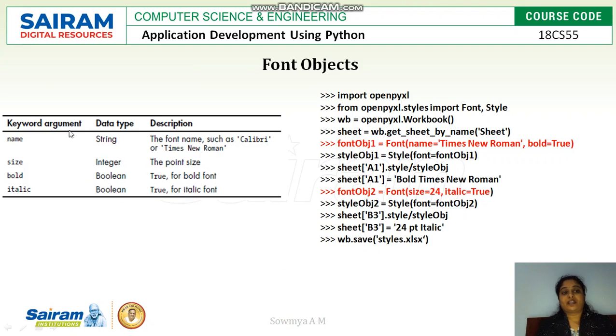It can have keyword arguments like name as a string, what type of font you are using: Times New Roman, Calibri, Arial, etc. Next is size, which is an integer passed. We can specify the size. Bold and italic will be boolean, true to make them bold or italic respectively. So this is how a font object is created. Font object is equal to Font, and we are passing the arguments with respect to keyword arguments here, and then with the help of the style object we can implement it in the cells.